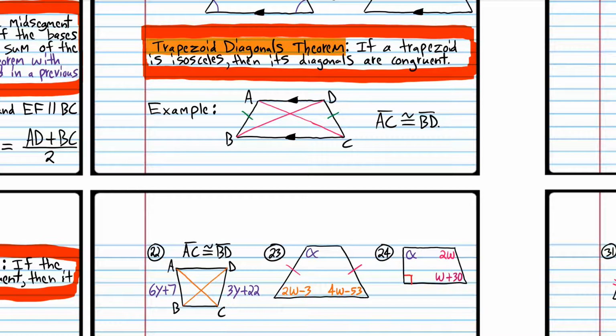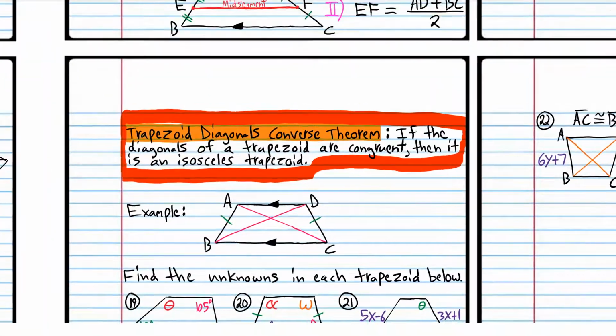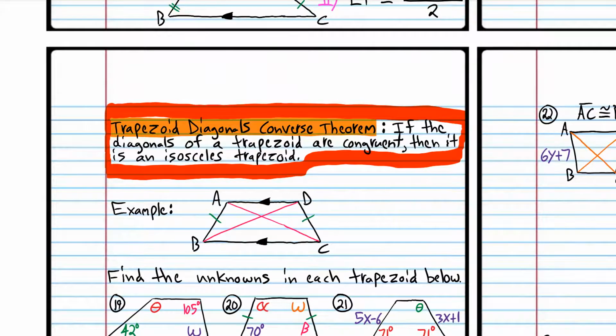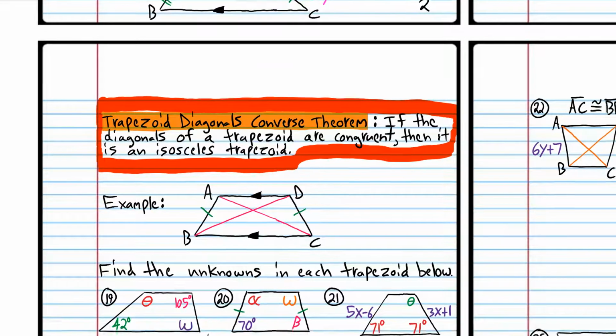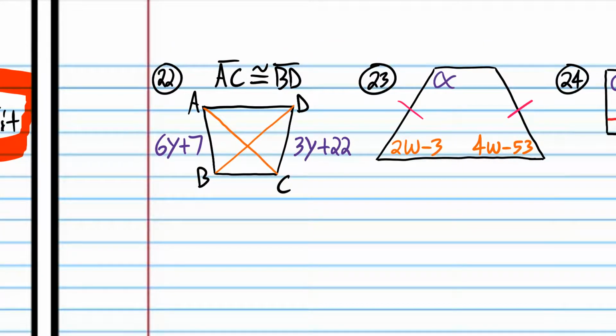Actually, we're going to need the converse of that one. So if the trapezoid is isosceles, the pink diagonals there are congruent. But the converse is true also. If those pink diagonals are congruent, then that proves that it's an isosceles trapezoid. So we see here that these orange diagonals are congruent because it tells us they're congruent. So that proves that it's an isosceles trapezoid.